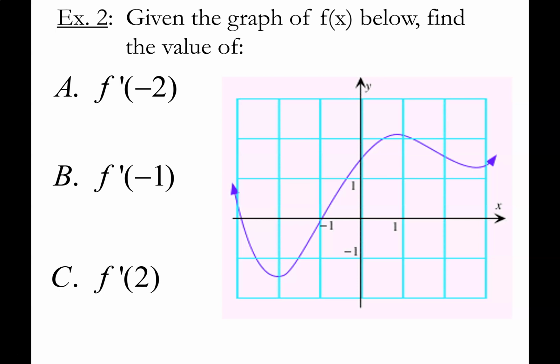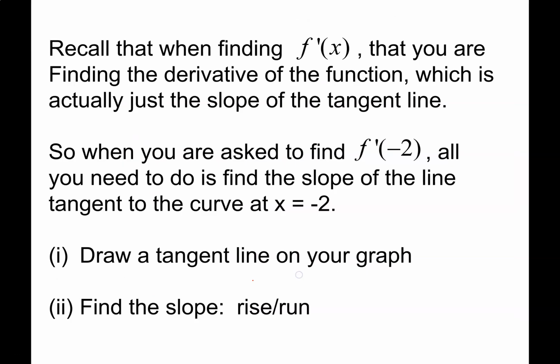So if I want to find f prime of -2, basically what I'm looking for is the slope of the tangent line of f of x, which is this graph right here, at x equals -2. Same deal here, only at different locations. So to do it, here's what I recommend. Draw a tangent line on your graph. Again, I'm not an artist, nor do I expect a perfectly accurate tangent graph on here. And then do your rise over run.